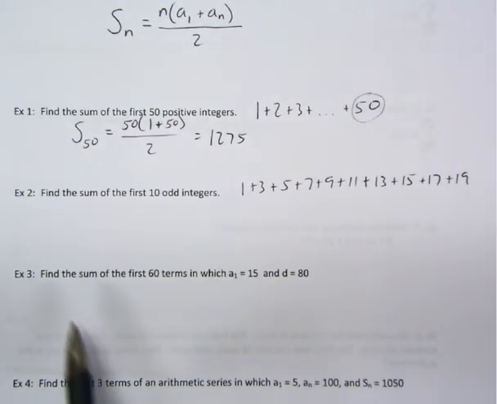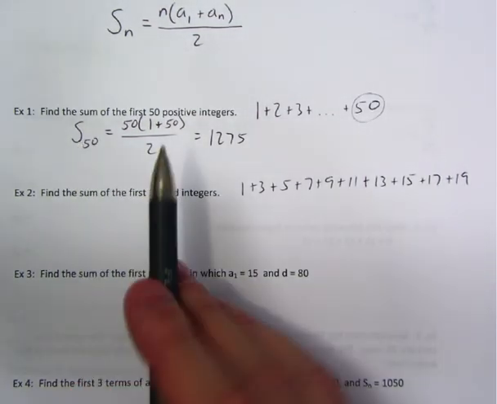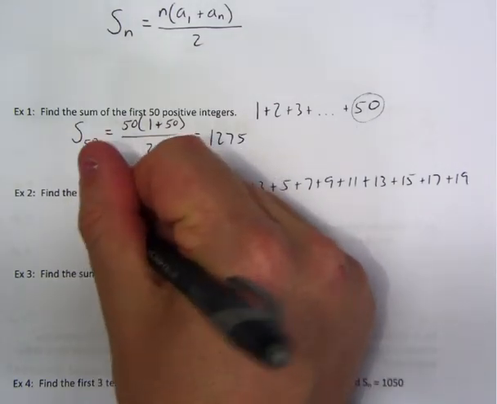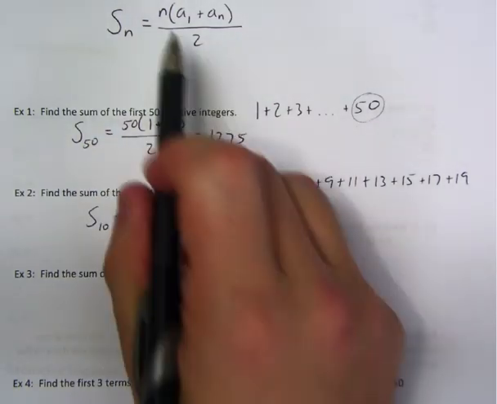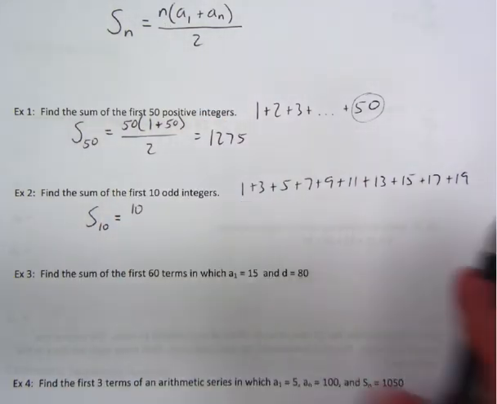If you look at the next one, it says find the sum of the first 60. So a lot of times you're not going to want to take your calculator out and add those numbers together. So let's use the formula. So we are finding the sum of 10 numbers. Well, n in the formula is 10. That's how many numbers we're adding. We're going to add 10 numbers together.